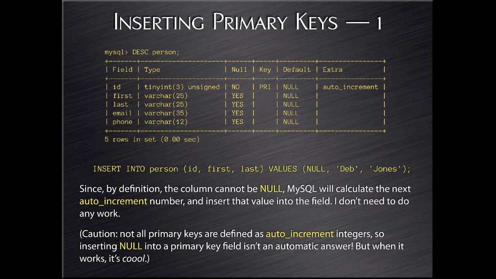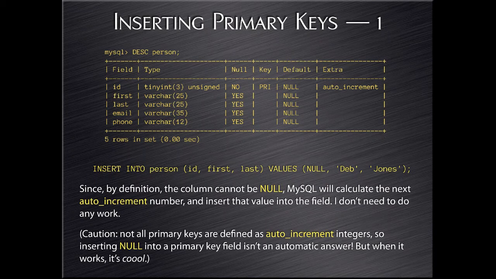All right, let's just talk a little bit about inserting primary keys here. Here's the person table. We get first, last, email, phone, obviously, and then we have an ID, which is a primary key. It's a tiny int unsigned, so 1 to 255. Can we put null into that? Nope, we can't. That's disallowed. Is it a key? Yep, primary key, and it is an auto increment column.